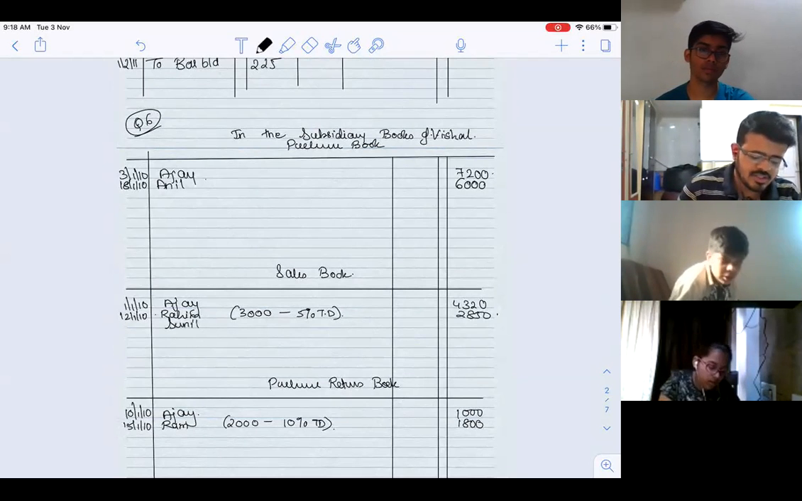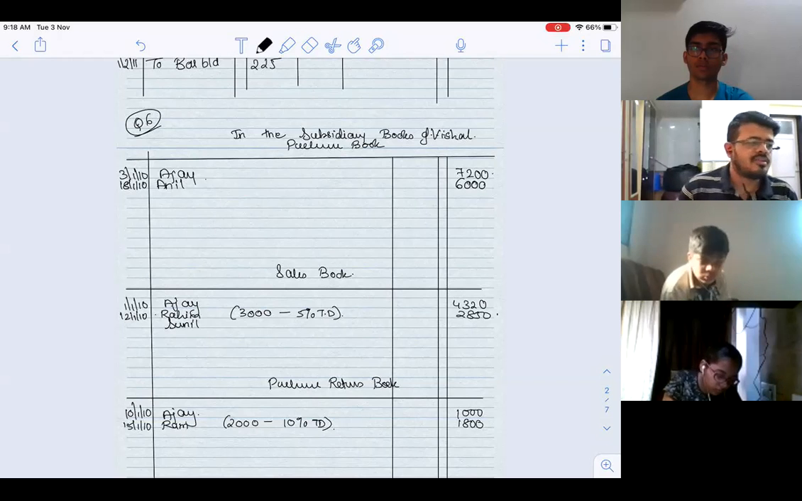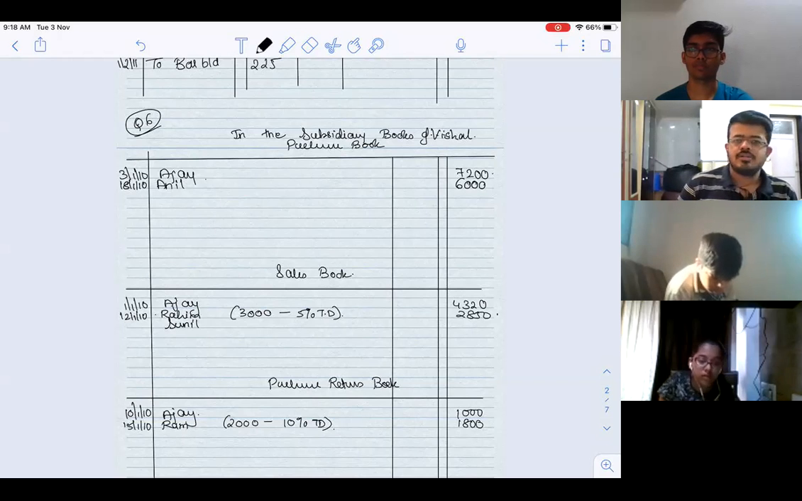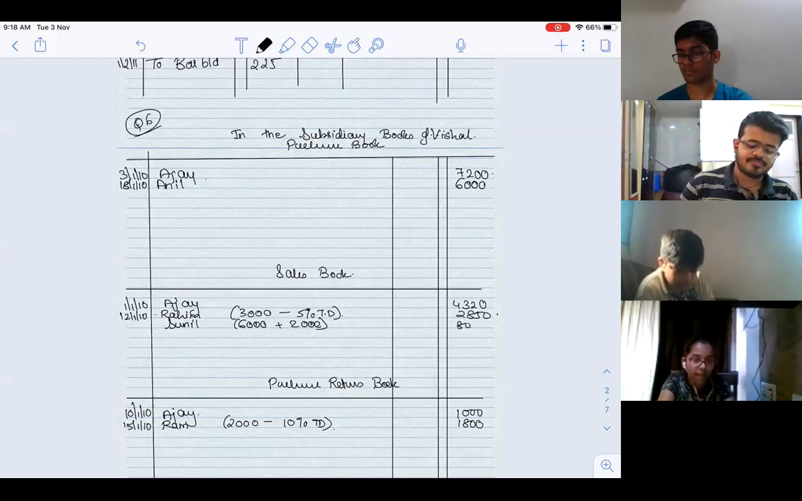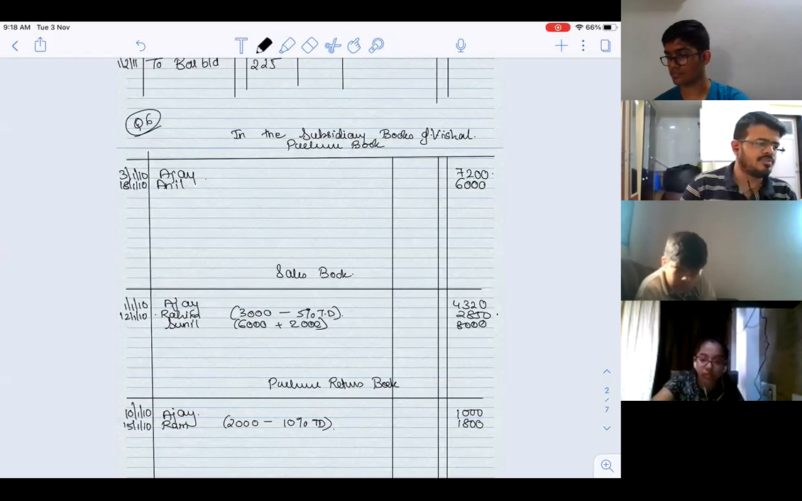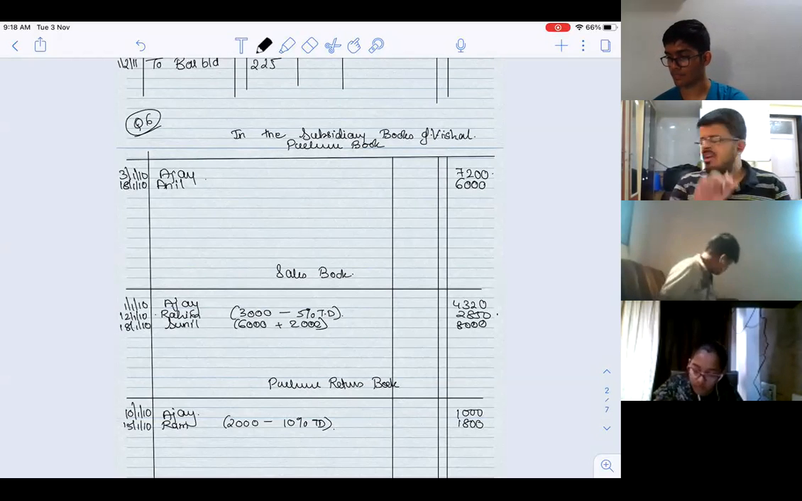Sales book, Sunil. But how are we dispatching them? One third profit on cost. So cost means 6,000, one third of 6,000 is 2,000. 6,000 plus 2,000 is 8,000. Is that clear?